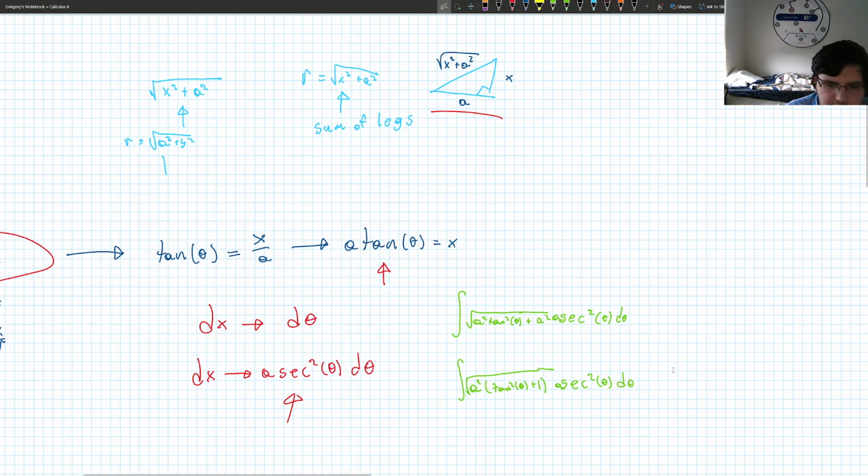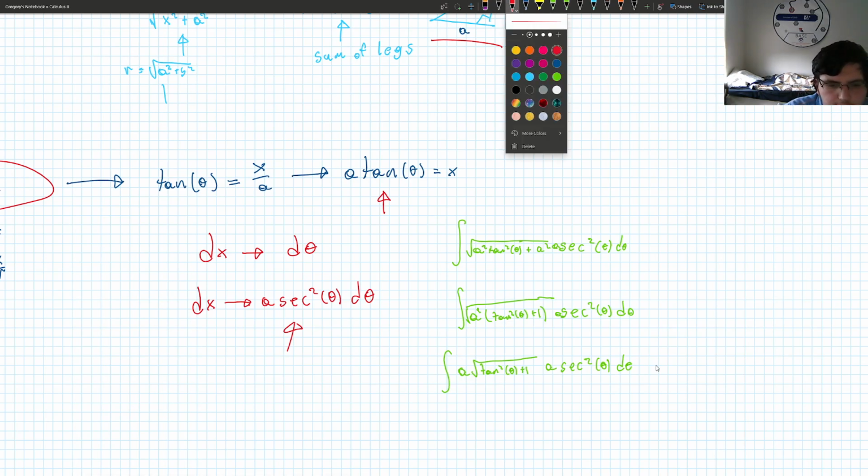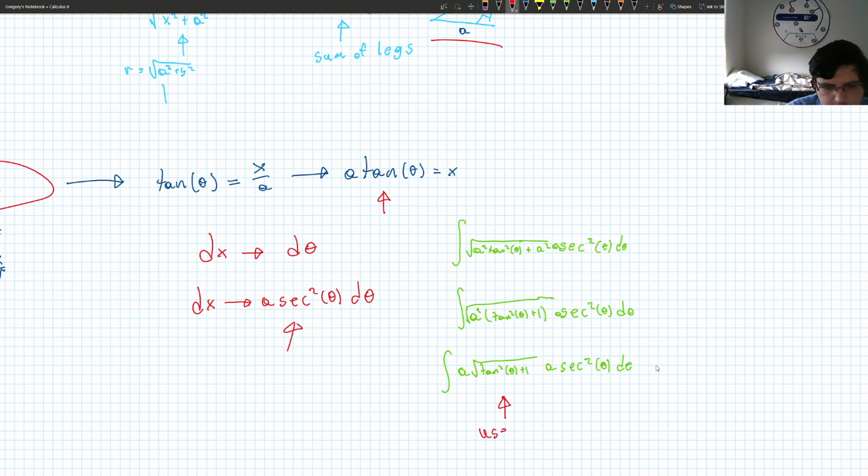And we get something rather convenient here where we can actually bring out that a. So it's going to go from a squared to a tangent squared plus 1. And we can actually use an identity here, and then we're going to use secant squared theta, as they're equal to each other, right?